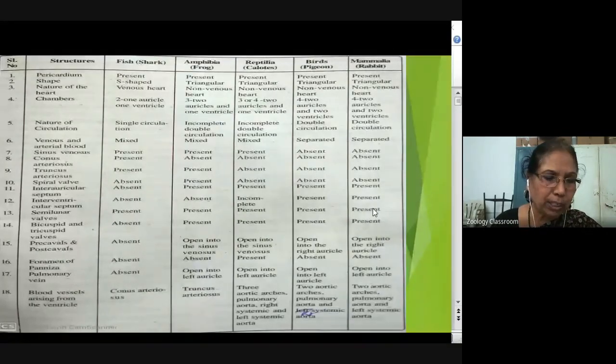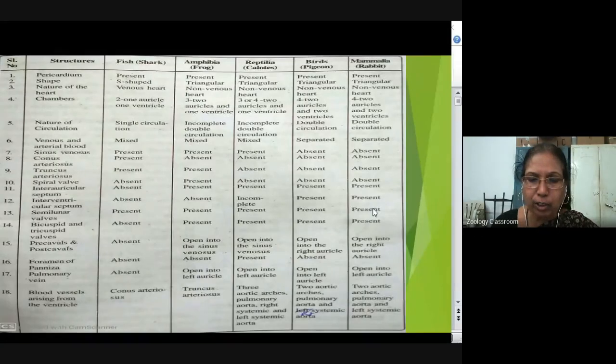Then sinus venosus is triangular in shape. In fish, it receives venous blood from the body by the formation of two ducts of Cuvier and the hepatic sinus. In amphibia, sinus venosus is triangular and opens dorsally into the right auricle and receives venous blood from two precavals from the anterior side and one postcaval from the posterior side.